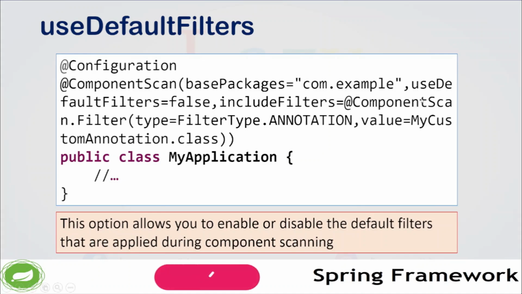So here you can see we have added the option of use default filters and set its value to false, and after that we have provided our own filter because the default filter will not work now. Based on our own filter, we want to use all the classes which are annotated with my custom annotation, and only those will be considered for scanning and creating the beans. All these options give you a lot of flexibility and control over the component scanning process, allowing you to fine tune the way Spring discovers and manages the components in your application.